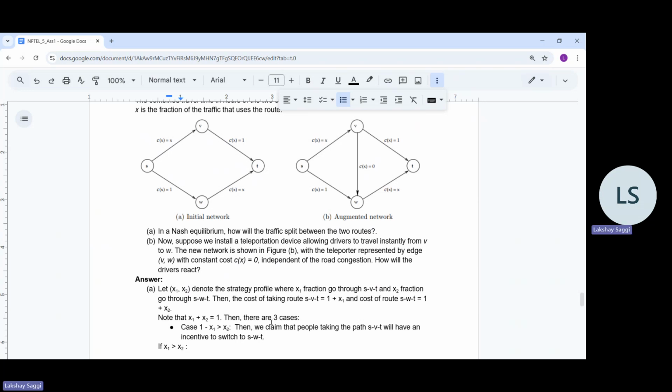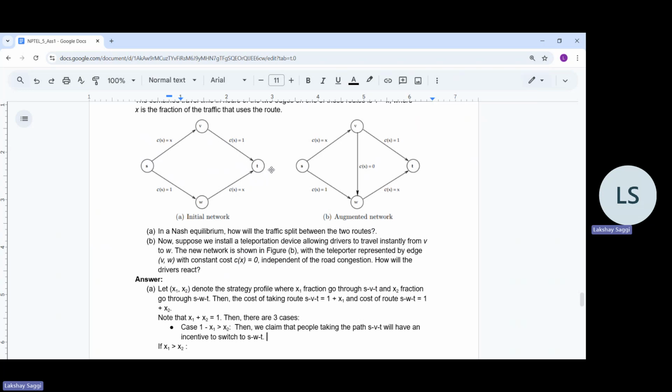And this will be because, maybe I should not put it too mathematically as it will take away the intuition. But what this means is that this is 1 plus x2, this is 1 plus x1, and x1 is greater than x2. So I can reduce this x1 by a very small amount, a very, very small fraction of people choose the SWT path now instead of the SVT path. So a very small number of people now go through this SWT path.